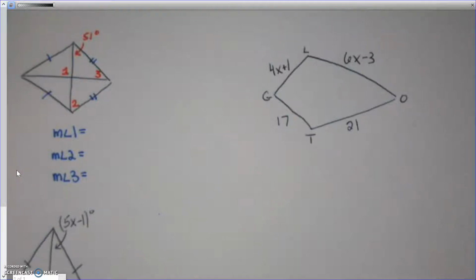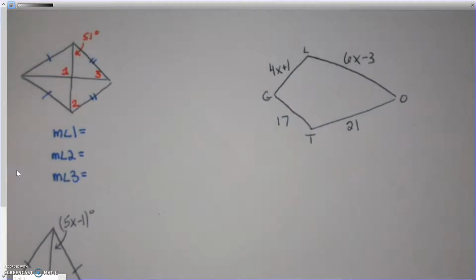In this video, we will solve a couple of example problems that use our properties of kites that we learned in the previous video. So for this first problem, they are asking us to calculate the measure of angle 1, the measure of angle 2, and the measure of angle 3.